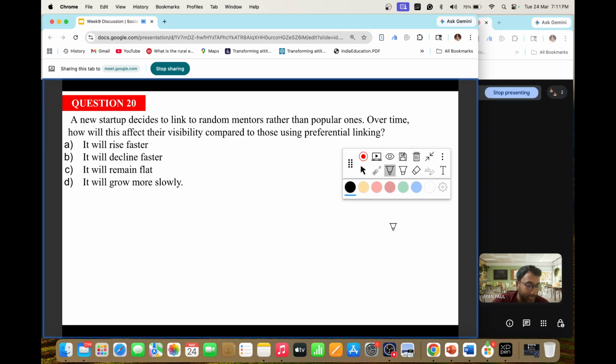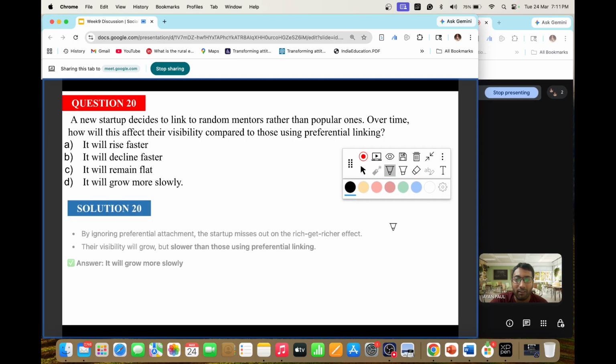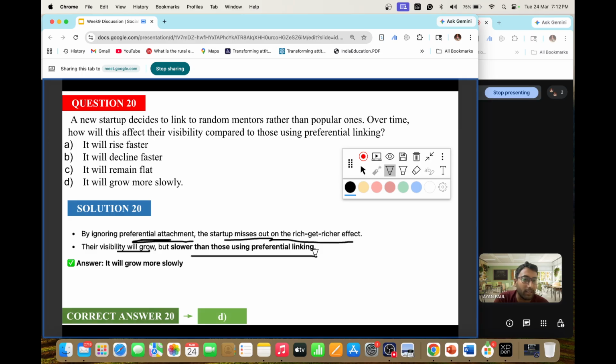So option D is the correct answer over here. It will grow more slowly. By ignoring preferential attachment, the startup misses out on the rich-get-richer effect. The visibility will grow but slower than those using the preferential linking. So that is why option D, it will grow more slowly, is the correct answer.